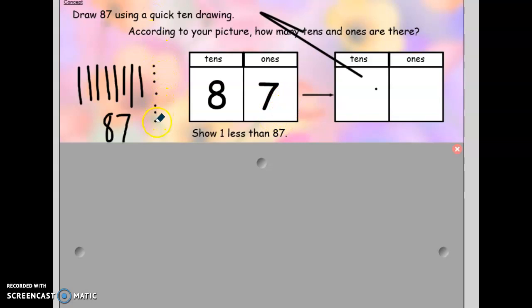So I'm going to go back over to my picture, and I'm going to erase one of my ones. Now, what number is it now? So let's go back and count. 10, 20, 30, 40, 50, 60, 70, 80, 81, 82, 83, 84, 85, 86. One less than 87 is 86.